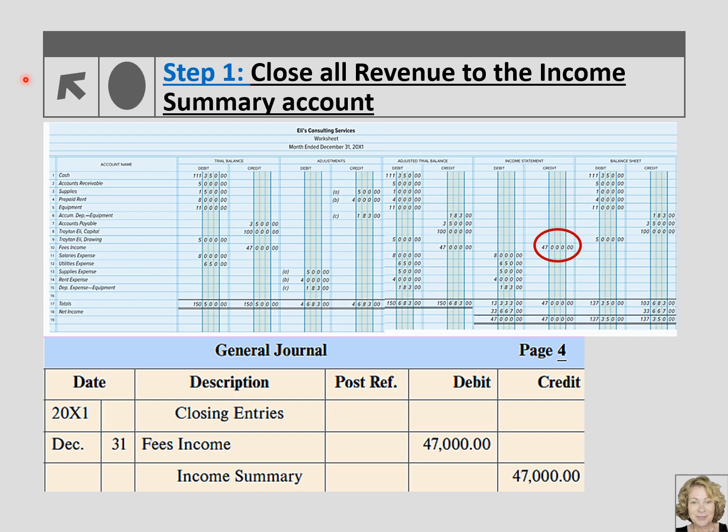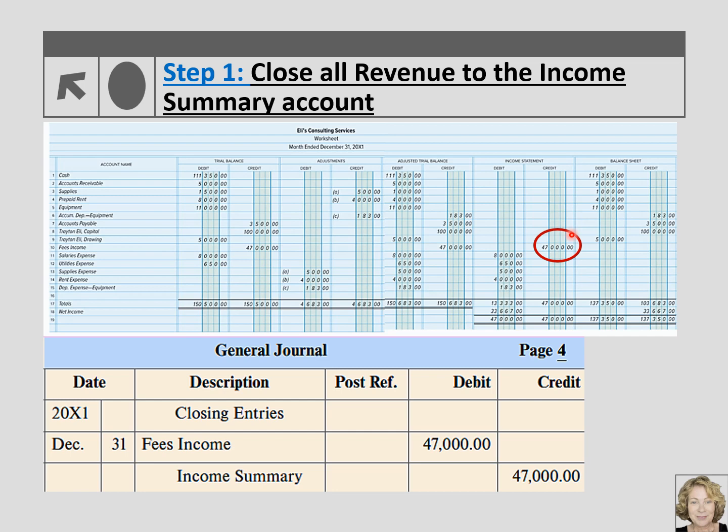Step 1 of the closing process involves closing out all revenue accounts and any other income statement account with credit balances to income summary. There's only one income statement account that is a revenue account, and we don't have any other credit balances in our income statement. So let's close out the fees income account, which has a credit balance of $47,000. How do we close out the account? We debit the account for $47,000. And what account do we need to credit? That's right, income summary. And there you have it.